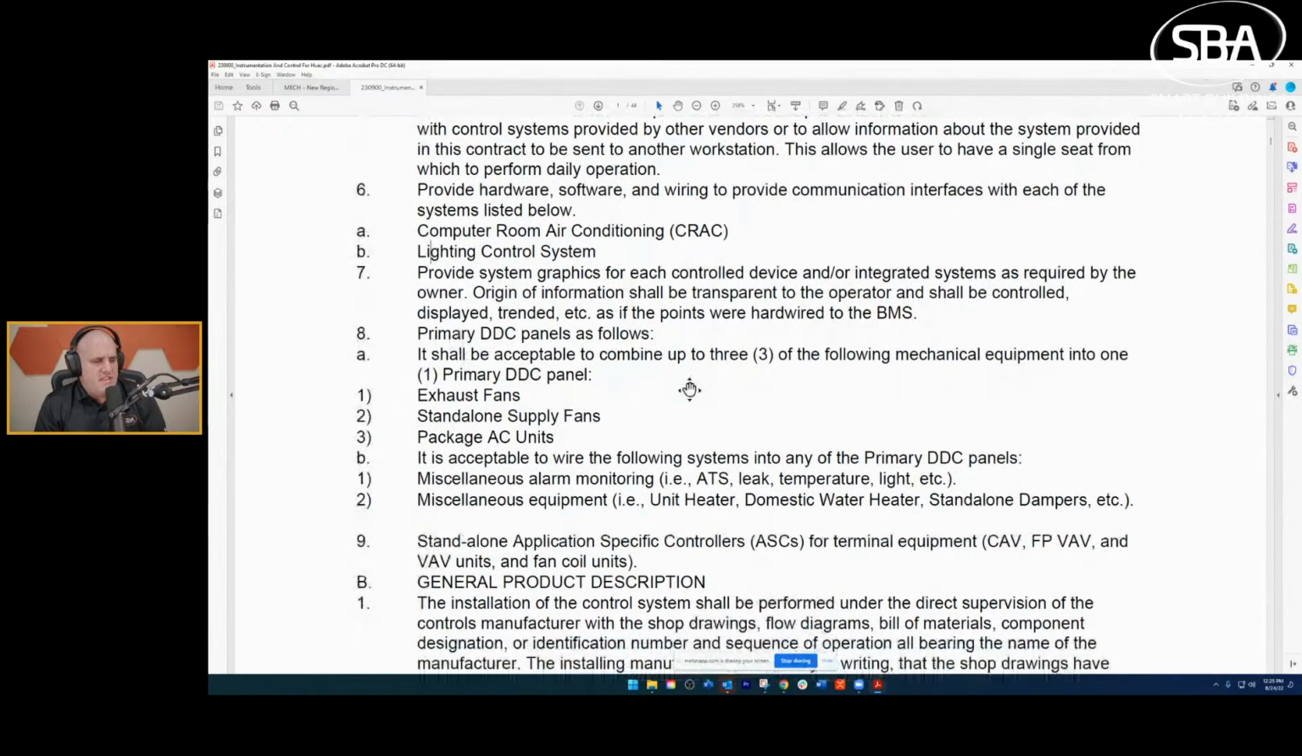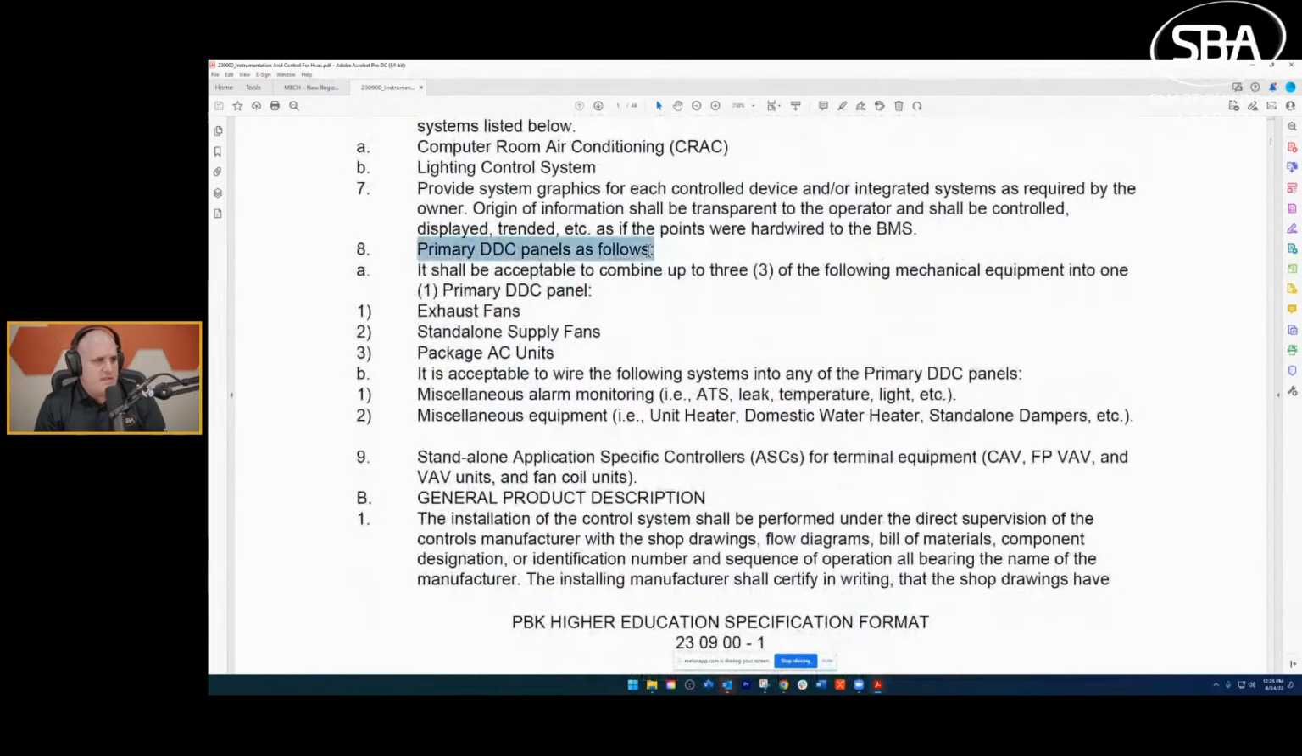All right. We see that we have a DDC system, right? Primary DDC panel. This is where I was talking about where panels can combine. So this is kind of right here, right? We're seeing this shall be acceptable. We're going to combine these pieces together into a single panel. So they just gave us the approval to do that.